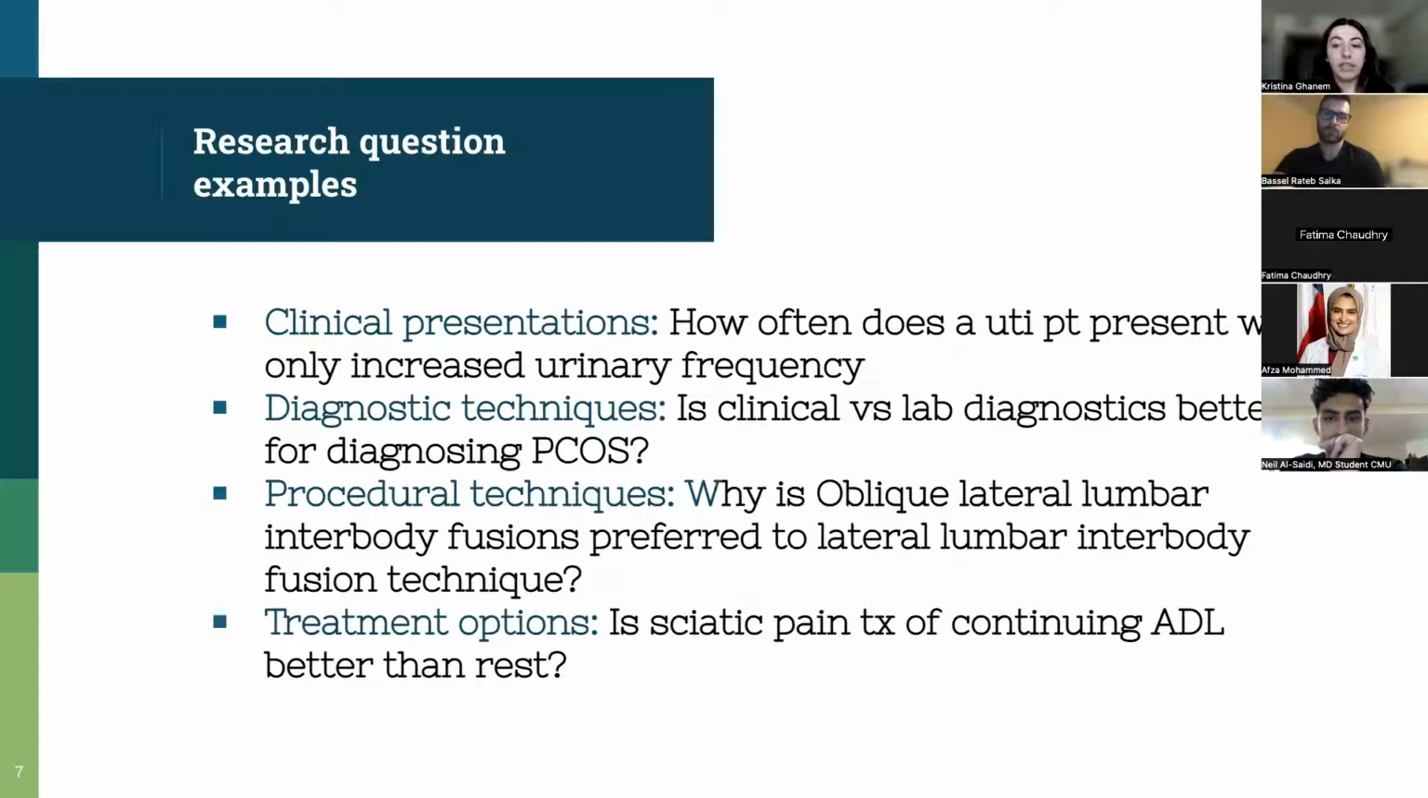whether you would want them to continue their activities of daily living versus rest and ice, and so on and so forth. So these are just some examples. You could take any presentation you find and plug it into these different scenarios and see if that's something you're interested in investigating further. And then from there, develop your research question.